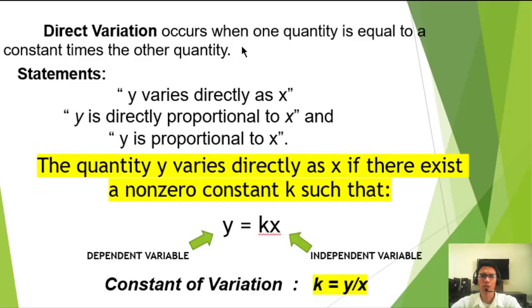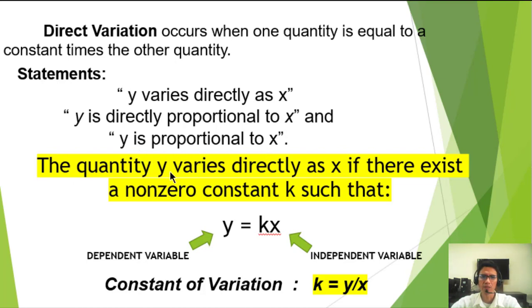Direct variation occurs when one quantity is equal to a constant times the other quantity. And this constant refers to the constant of variation. It has this formula represented by k equals y over x. This direct variation has statements: varies directly as, is directly proportional to, and is proportional to.